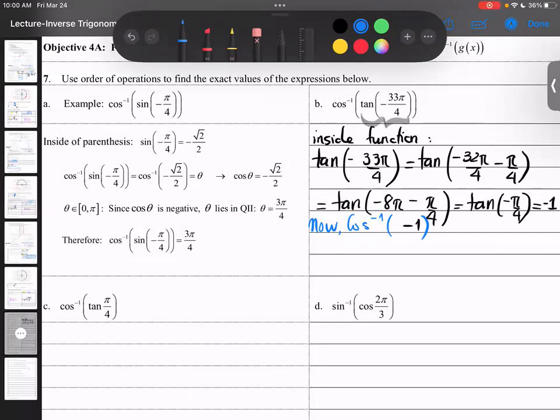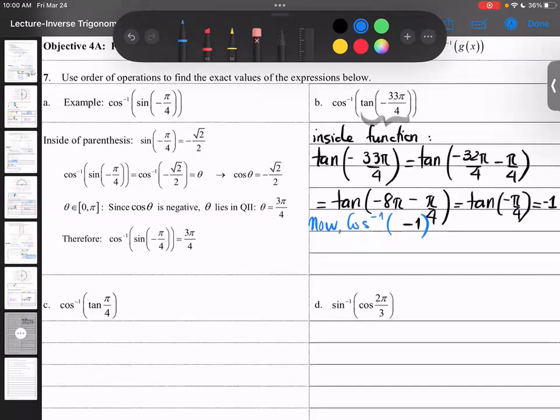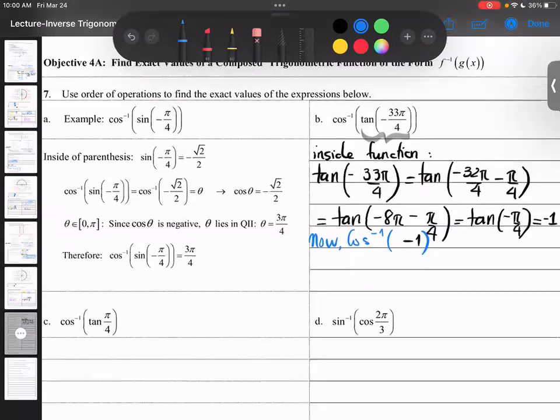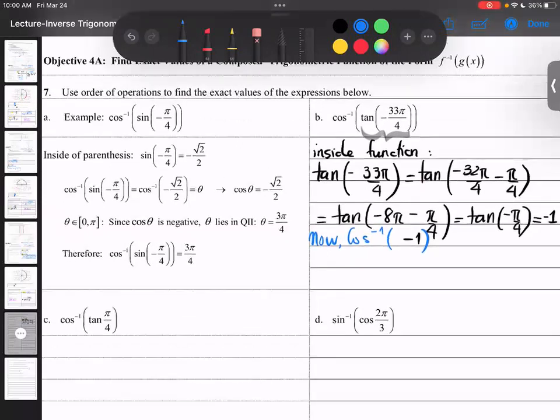What's cosine inverse of negative 1 equal? Oh, that's my theta, right? But what is it equal to? If they want the exact value, we stop. We don't have to do the approximation. Okay, that's your theta. If they ask you for approximation, you plug it into your calculator and then give the approximation.